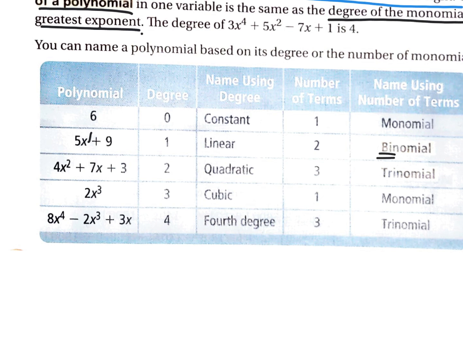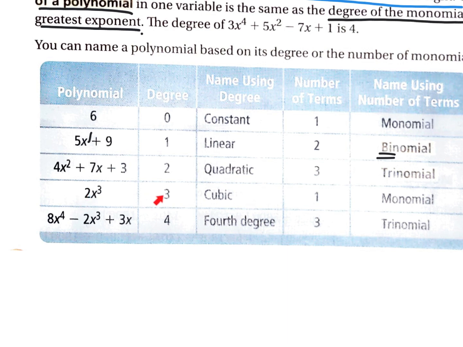Binomial, bi means 2, like a bicycle has 2 wheels. 4x squared plus 7x plus 3 is degree 2 because we have an exponent of 2 as our highest exponent here. That can be called a quadratic. We'll talk more about that later as we go through the year. That has 3 terms, and that is called a trinomial. Trinomial, 3 terms.